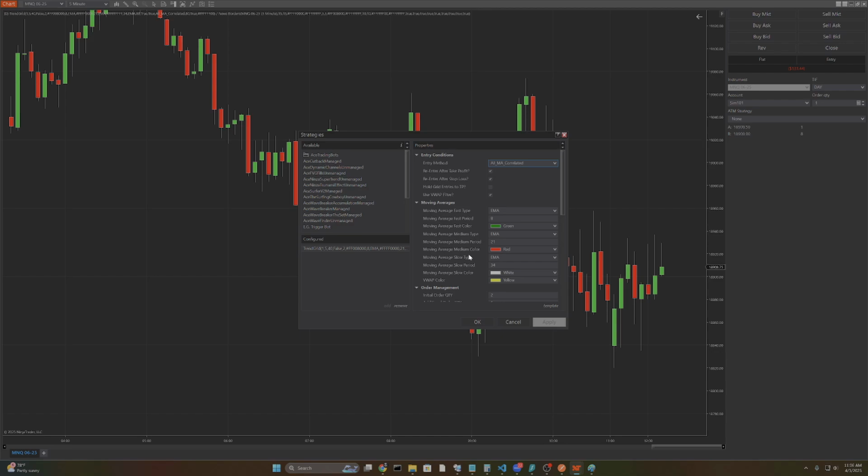If price is trading below VWAP, we're only looking for shorts, regardless of what the EMAs are saying. It's filtering the signals even further. The next thing we have is a grid.